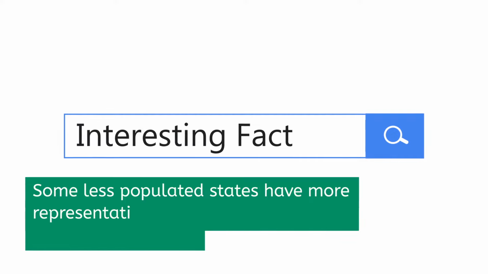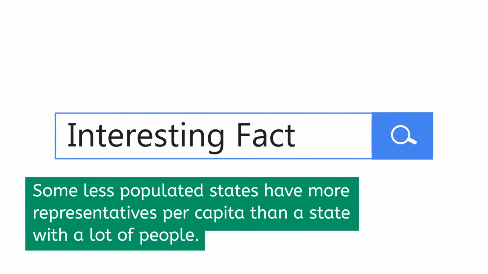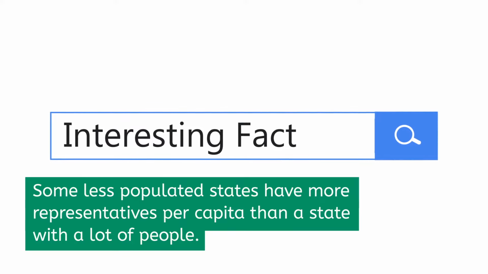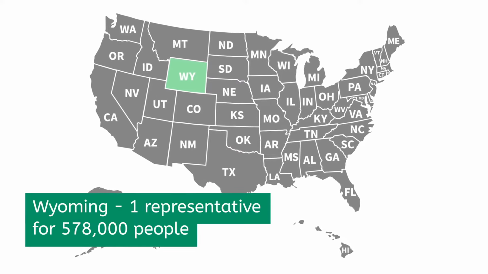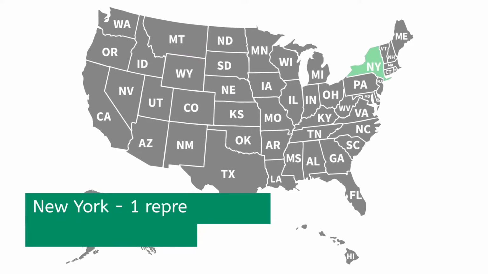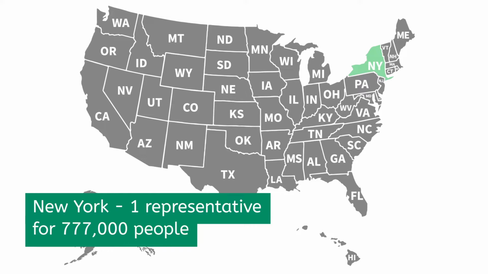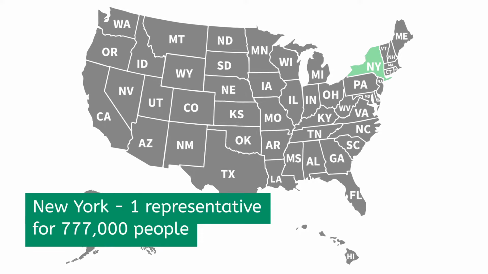An interesting fact is that some less populated states actually have more representatives per capita than a state with a lot of people. For example, Wyoming has only 1 representative, but that individual serves 578,000 people. In contrast, New York's 26 representatives serve an average of more than 777,000 citizens. So, if a New Yorker moved to Wyoming, his vote would effectively have more influence on Congress than in his previous state. Interesting, huh?